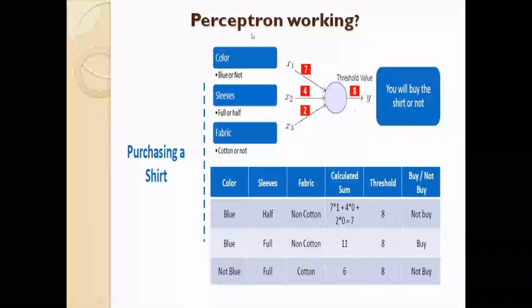Compare and check the 11 with the threshold value. 11 is greater than the threshold. Yes, output will be 1, and 1 means purchase the shirt. And when we check the condition of the second row, yes, it is satisfying: the color is blue, full sleeves, and not a cotton fabric.